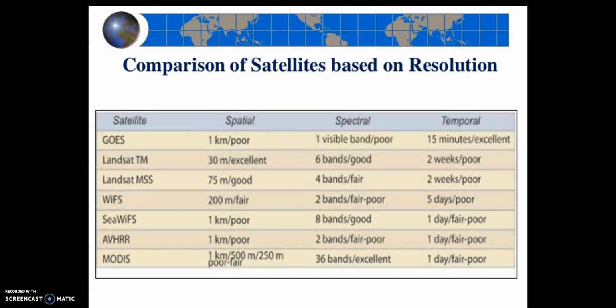Then you have the temporal resolution, the time that the satellite takes to revisit the same location or point. The radiometric resolution refers to the intensity that is captured by the sensor. And the fourth type, the spectral resolution, is the particular range of wavelengths that the sensor is able to detect.